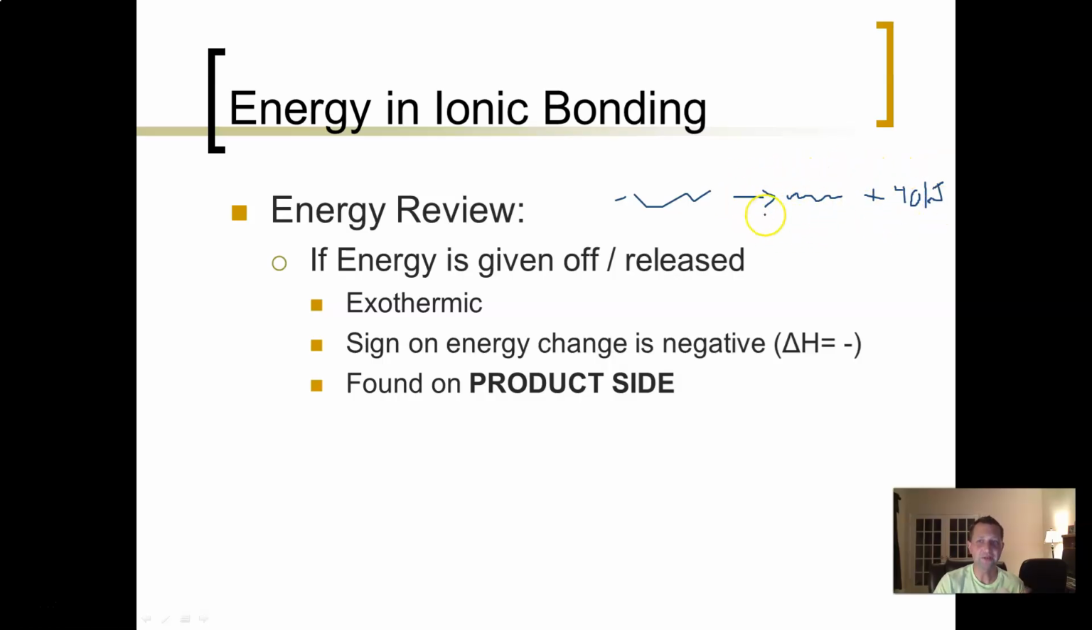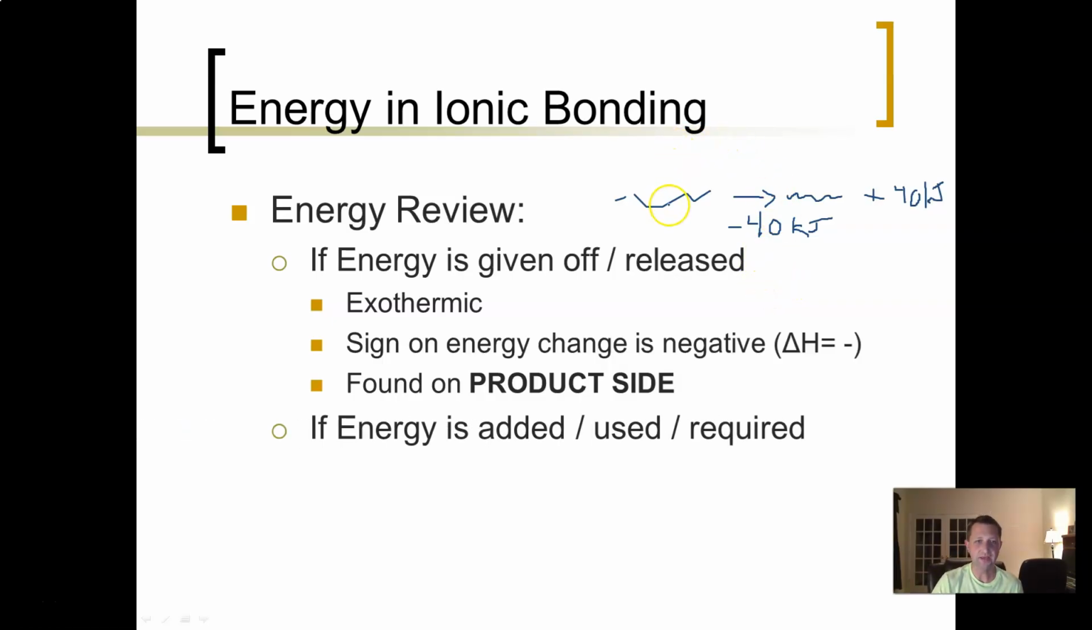So the overall energy change for this reaction would be negative 40 kilojoules. Okay? You're never going to see a negative energy value in an equation like this. So that's important here. If they said the delta H is negative 40 kilojoules, that tells you that it goes on the product side. If they said the energy change was positive 40 kilojoules, it would be on the reactant side, which is what we have here.